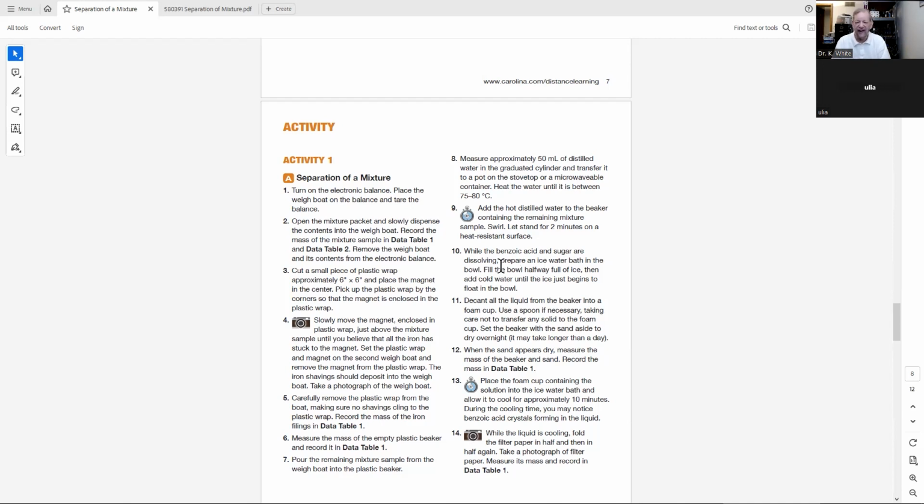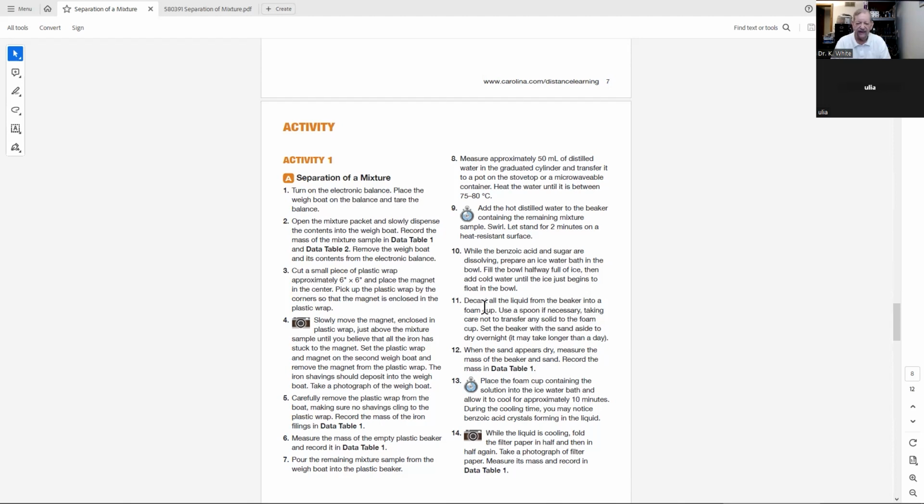While the benzoic acid is dissolving, in other words, at 2 minutes, make an ice bath in a bowl or a container that's about 50% ice cubes, 50% water. Fill it about halfway with ice and then cold water, a 50-50 mixture. Here they say just enough till the ice cubes start to float.